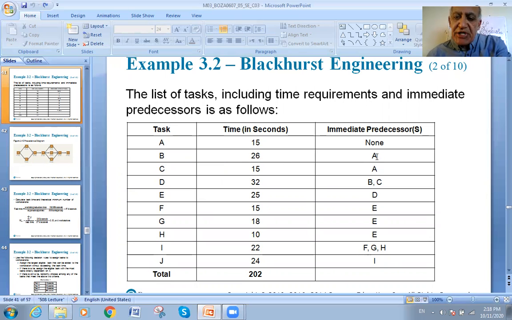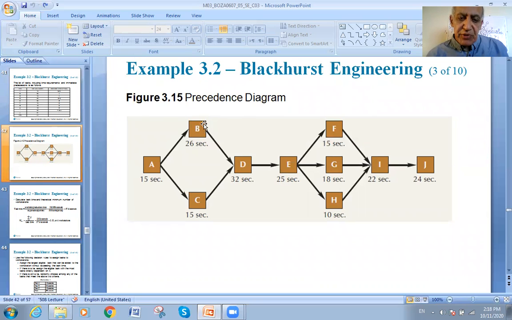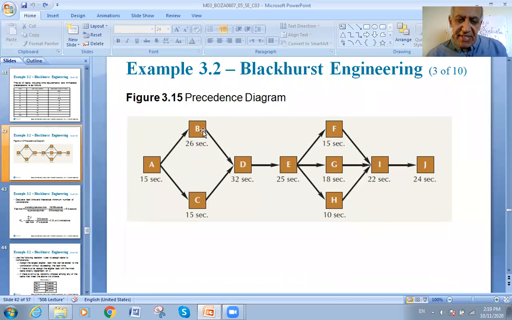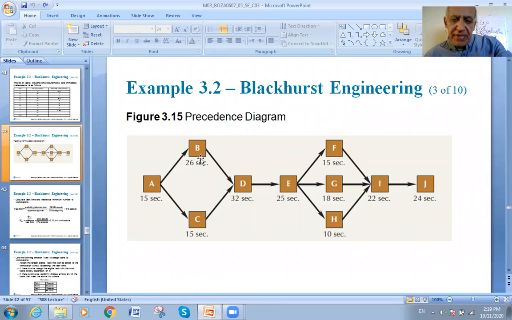But if there is any operation before it, yes, task A is before it. So I will come here and draw a square and put B and put the 26 seconds. But it says that there is something preceding, which is A. So I will draw an arrow from A to B. That arrow tells me that B is preceded by A, or A precedes B. Look at this. Here B, 26 seconds. The immediate predecessor, the one exactly before it, is A. So A is here before B. So I draw B, 26 seconds, then I put A, 15 seconds.